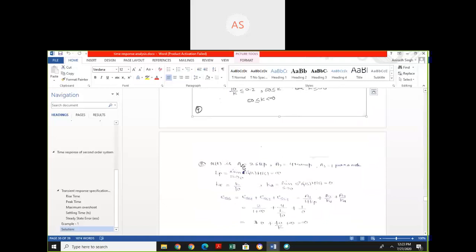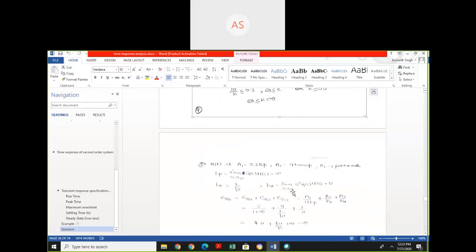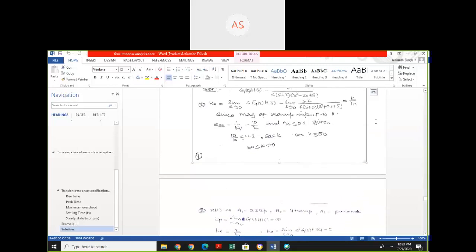So in step amplitude is 2, in ramp input amplitude is 4 and in parabolic input amplitude is 1. So first we calculate Kp. Kp is limit s approaches 0 GSHS, and if we substitute the value of s equal to 0, we get Kp is infinite, and similarly the value of Kv is calculated.